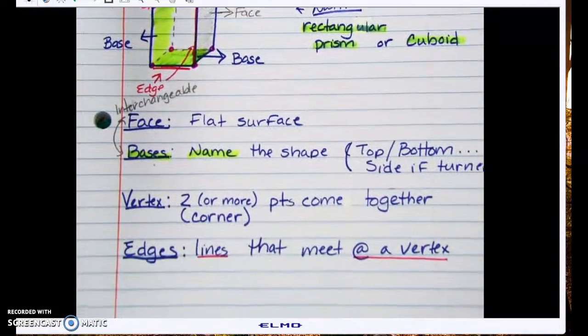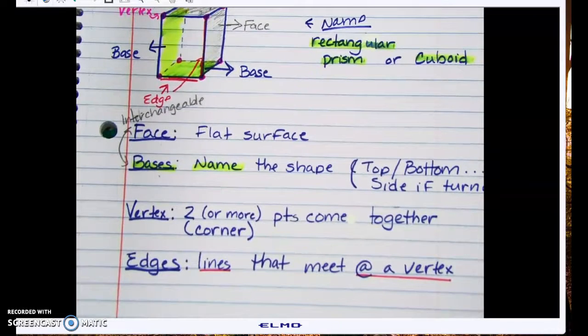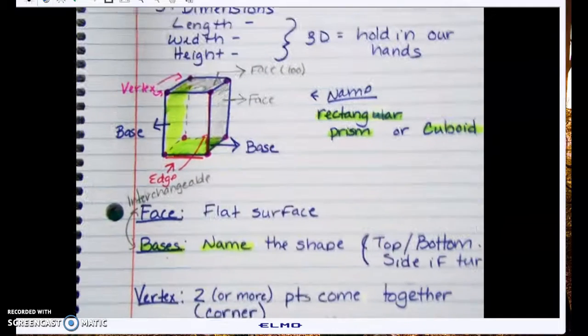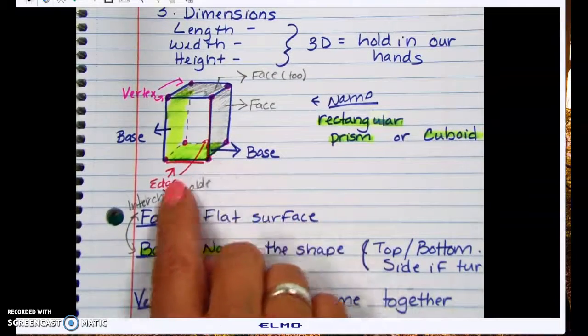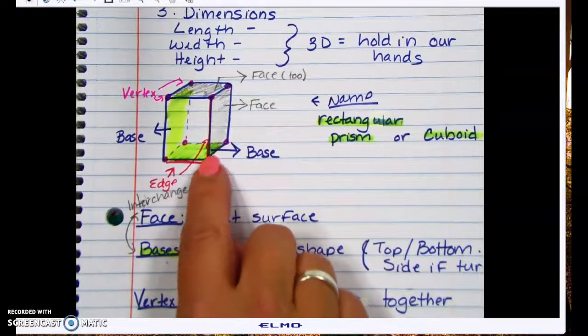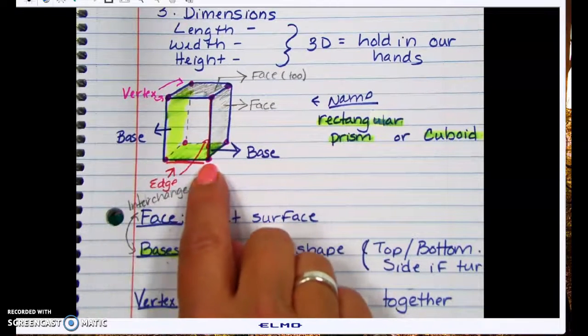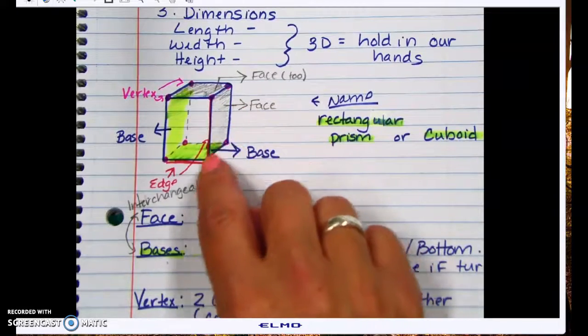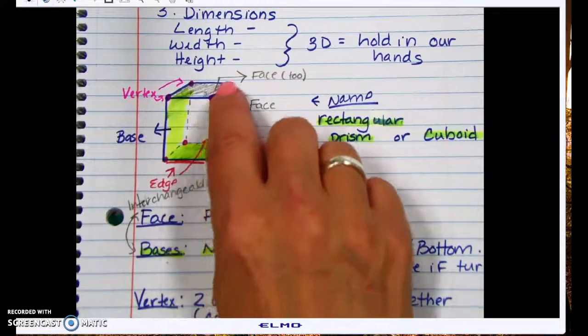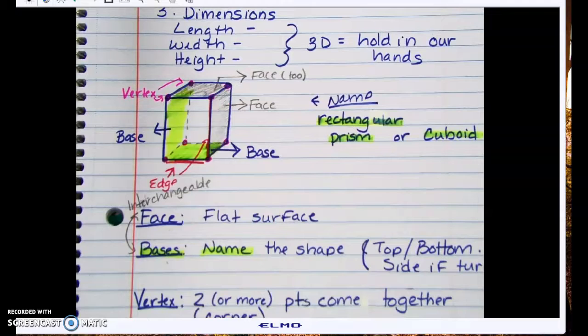And then we have the final definition, which is an edge. An edge is a line where lines meet at a vertex. So let's take a look. We have an edge that's right here. We have an edge that's here. Guess what else? We have a lot of edges. They're all along our rectangular prism. So you can see that.